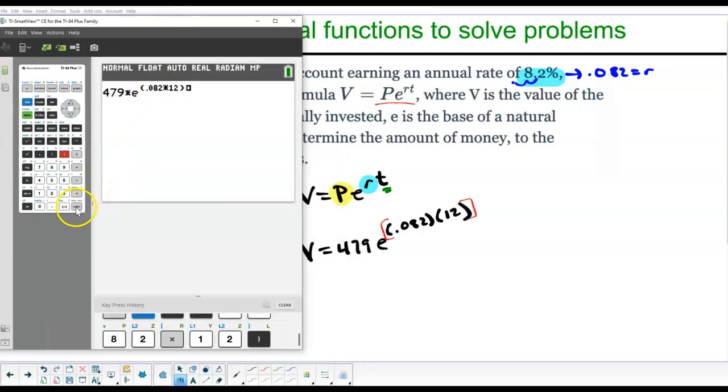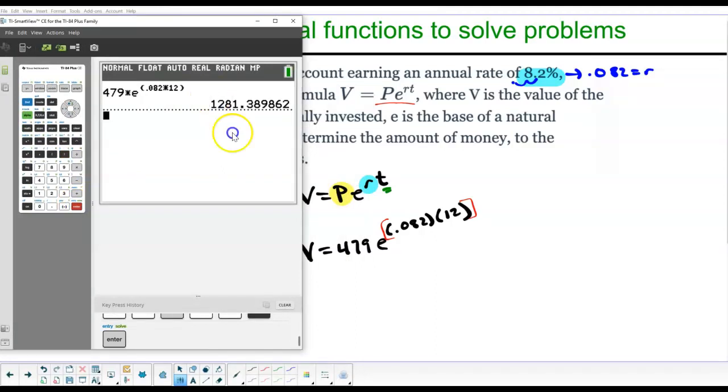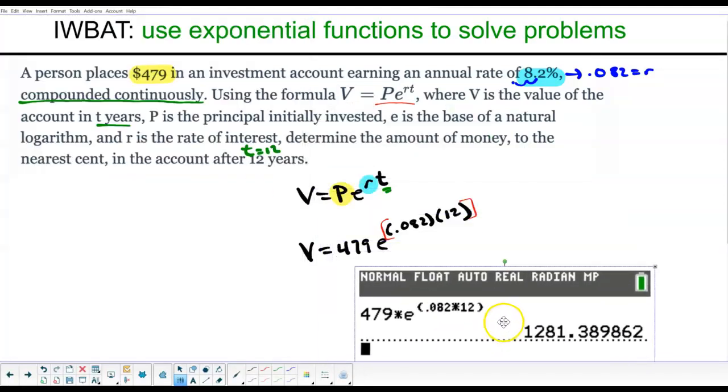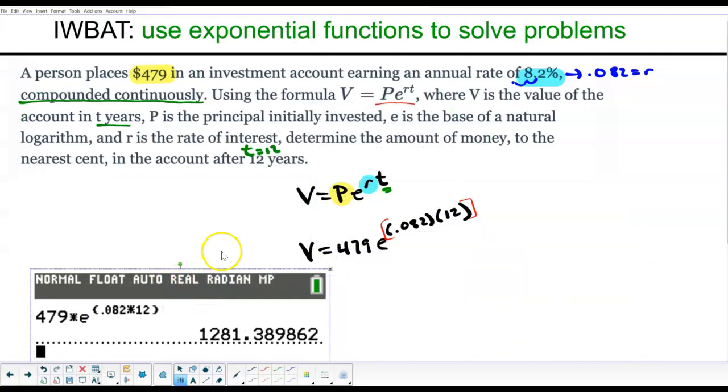So how much money will be left in the account 12 years from now if we don't add any more money, but we are compounding interest continuously? And since this is officially dollars and cents, we're going to round this to the second decimal, so that would round up to $1,281.39.